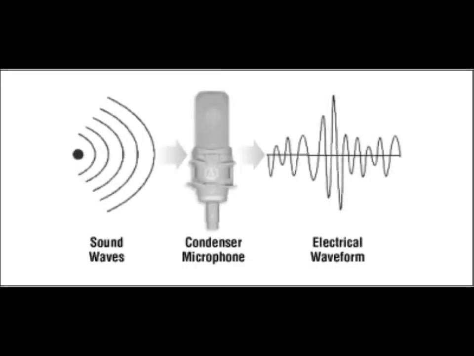A microphone is a transducer. It converts from one type of energy to another. Specifically, it converts sound pressure variations in the air to voltage variations in a wire. Let's go over the different types of microphones.